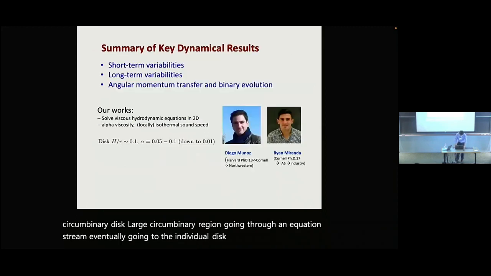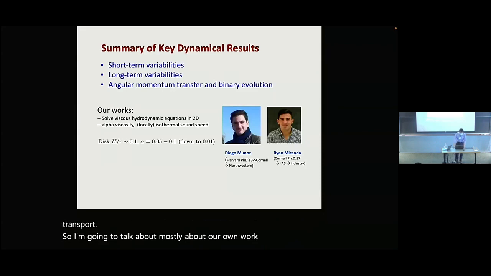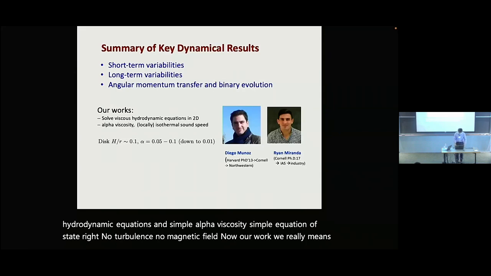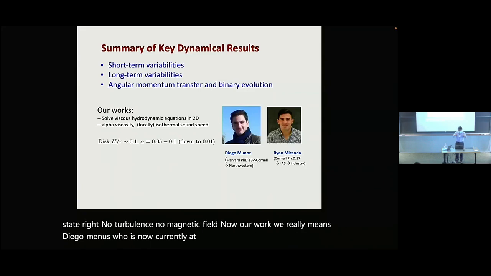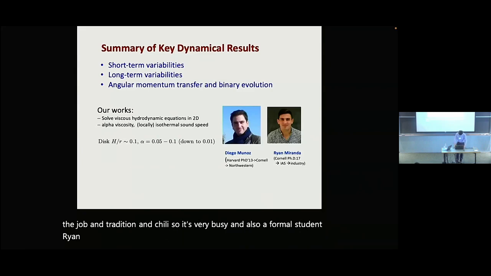Okay, so let me quickly summarize some of the key dynamical results as I see them, focusing on short-term variability, long-term variability, and angular momentum transport. I'm going to talk mostly about our own work, which solves viscous hydrodynamical equations with a simple alpha viscosity and a simple equation of state. All right, no turbulence, no magnetic field. Now, our work really means Diego Munoz, who is currently at Northwestern, had babies, is moving on the job, and transitioning in Chile, so he's very busy. And also a former student, Ryan Miranda, who has unfortunately left the field. Very good work, but okay.